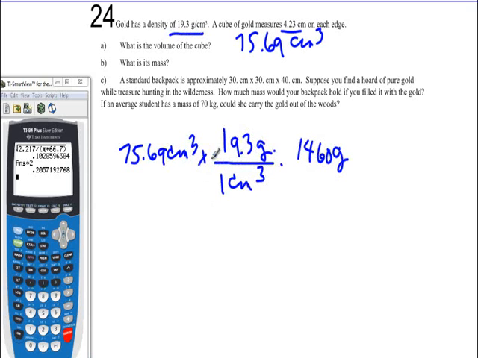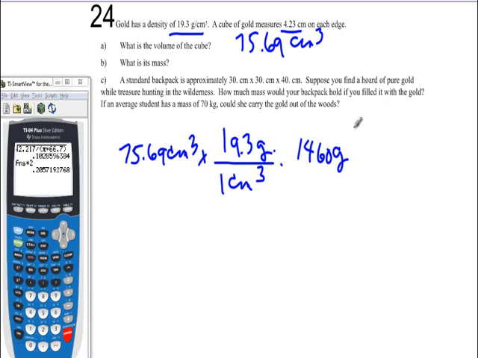Alright, last question is, a standard backpack is 30 centimeters by 30 centimeters by 40 centimeters. Suppose you find a hoard of pure gold while treasure hunting in the wilderness. How much mass would your backpack hold if you filled it with gold? And if an average student has a mass of 70 kilograms, could she carry the gold out of the woods? Alright, so let's just think for a minute about what we're facing.